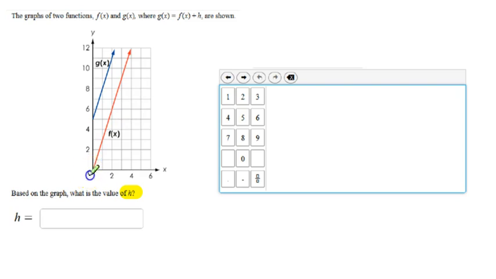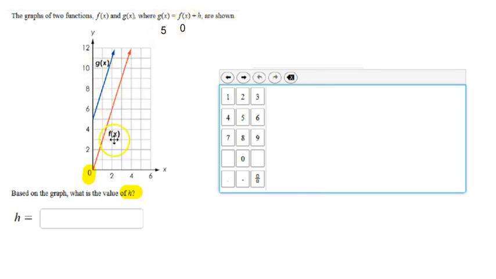Well, just go to 0. 0 is the easiest place to look at this because we see f of x is 0 at 0. So we know this is 0 at 0. But where's g of x? G of x is at 5. We know it's 5. Well, plus h has to get us to 5. So h has to be 5 because 0 plus 5 is how we get to 5.